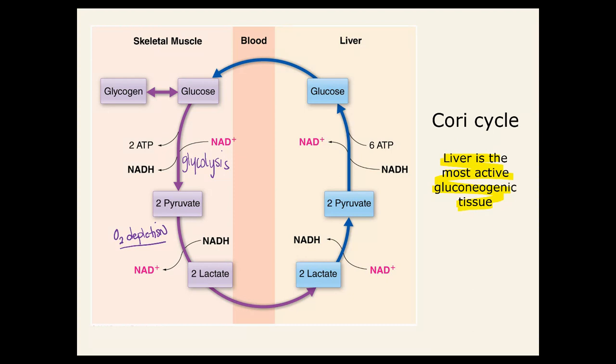So amino acids can form glucose, not shown in this diagram. Pyruvate can. A molecule called oxaloacetate we'll get to next lecture. And then also lactate ion or lactic acid. And that process of converting lactic acid to glucose is called the Cori cycle.